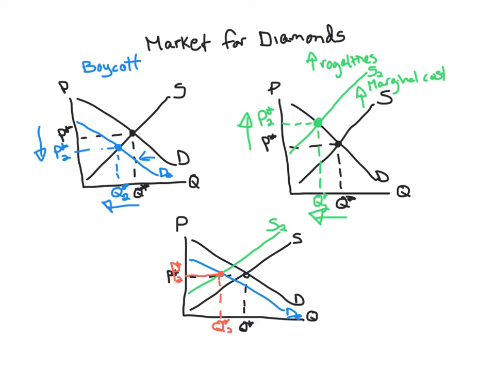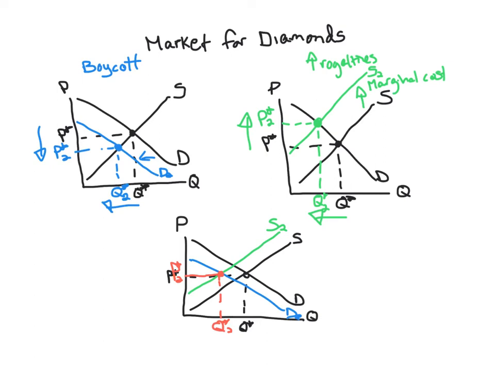Well, if we look at the two scenarios broken down up here, we can see why it's hard to tell the net impact on P star. The boycott causes an eventual decrease in the price of diamonds, while the increase in royalty payments eventually causes a rise in the price of diamonds. So the net impact is really unclear, and we can't say without any more information which of these effects dominates, whether the net impact is an increase, a decrease, or a net zero change.